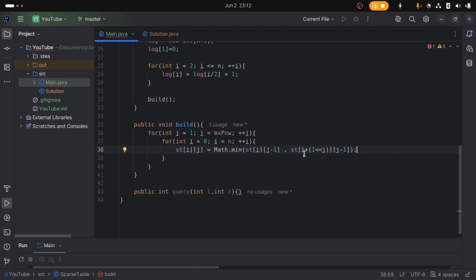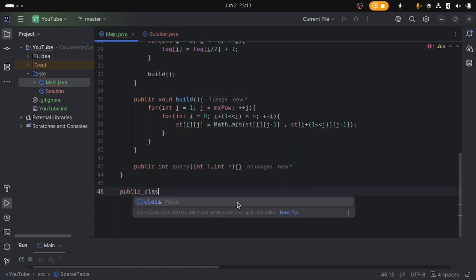Now see here, what we are writing, i plus 2 to the power j, is nothing but the number of indices in our array, and they must be strictly less than n. So we should write here left shift by j, so we won't get an array index out of bounds exception. And that's it. We are done with the build function. Let's test it.